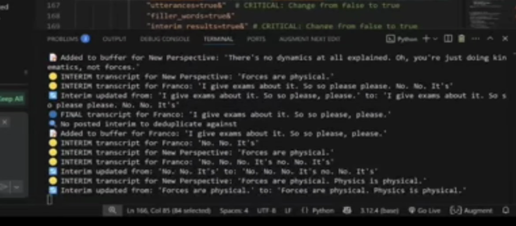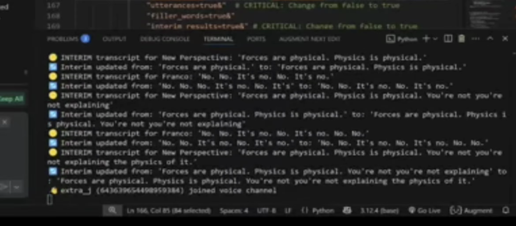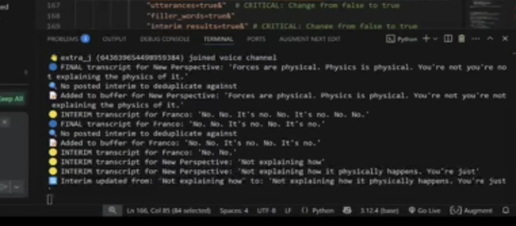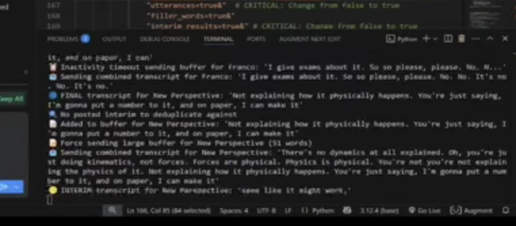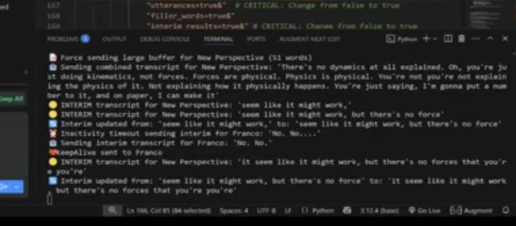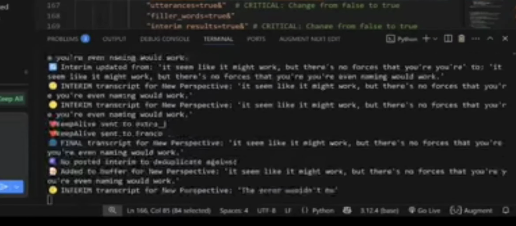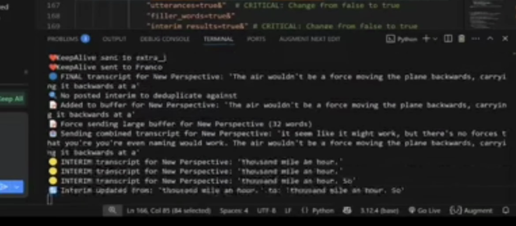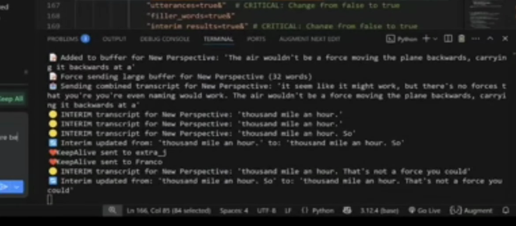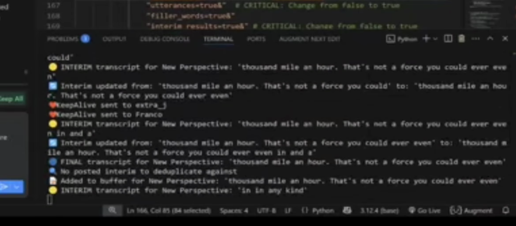You're not explaining how it physically happens. You're just saying, I'm going to put a number to it, and on paper I can make it seem like it might work, but there's no force you're even naming that would work. The air wouldn't be a force moving the plane backwards, carrying it backwards at 1,000 miles an hour. That's not a force you could ever, in any kind of sanity, say is what's happening.